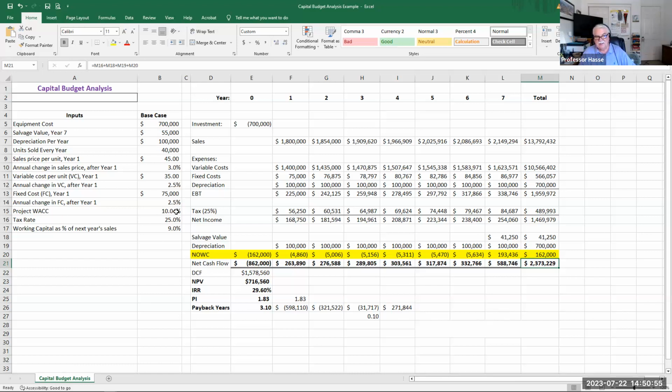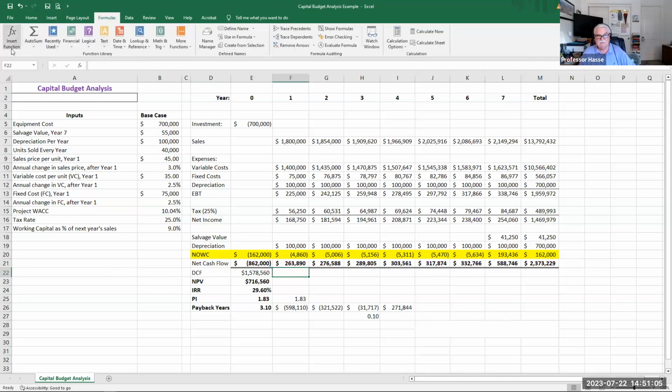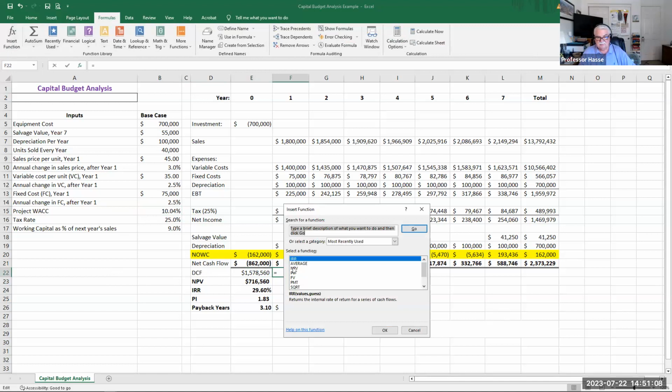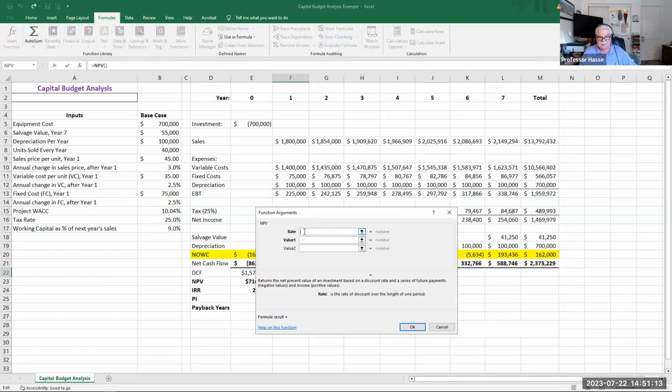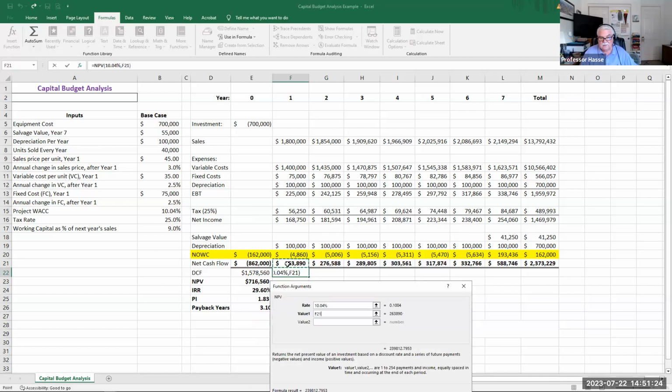Notice in this problem, the weighted average cost of capital is 10.04%. So look what I do. I take formulas, function, net present value. I type in my rate, in this example, it's 10.04%. And I put the values of cash flow being received in years 1 through 7, F21 to L21, years 1 through 7.